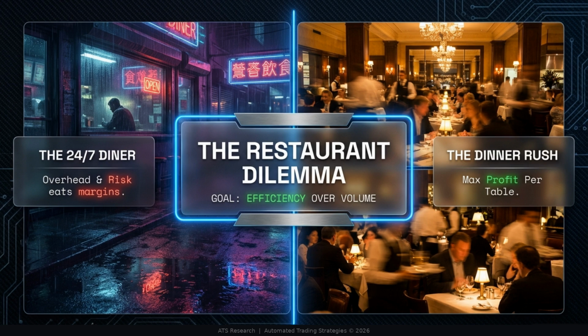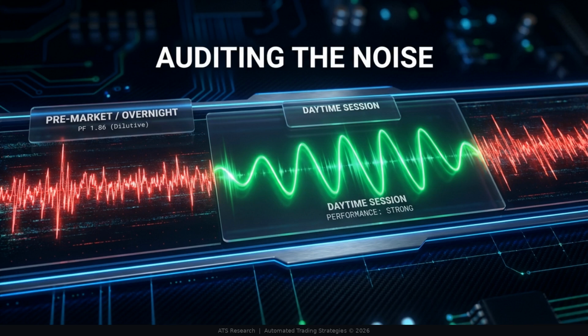The baseline 80-minute version was profitable, don't get me wrong. But when we audited the trades, the overnight and pre-market stuff was just noise. How much noise? It had a profit factor of like 1.86. That's not terrible, but it was definitely diluting the really strong daytime performance.